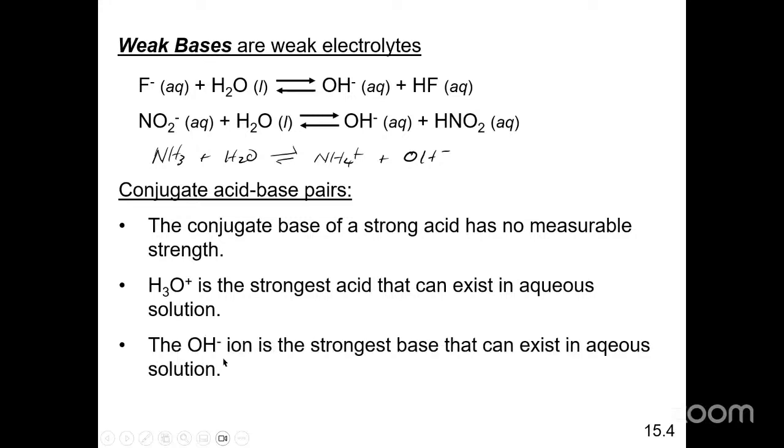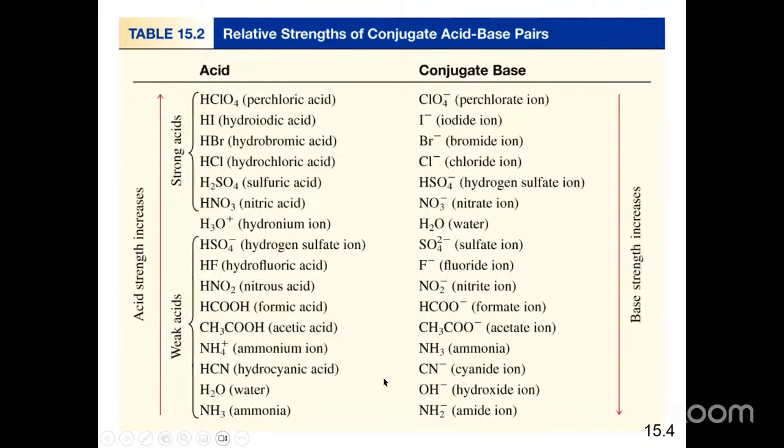The hydroxide ion, on the other hand, is the strongest base that can exist in an aqueous solution, all right? And here we have a list of different acids and their corresponding conjugate base. And what you'll find, as I mentioned before, as the acid strength increases the conjugate base strength decreases, right? So this arrow here shows you the direction of acid strength according to the list that is given here.